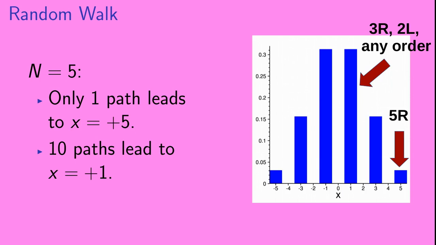On the other hand, if you count them up, you'll find that there are actually 10 paths that lead to the object ending up at x equals +1. And so, after 5 steps, the object is much more likely to be at x equals 1 than it is to be at x equals 5.